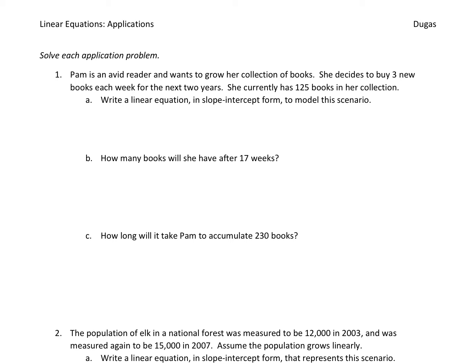So slope-intercept form, let's write down, we know that that is y equals mx plus b. That's slope-intercept form. The m is the slope, the b is the y-intercept. And of course it doesn't obviously tell us what that is, right? It doesn't say, hey, the slope is this. But it does give us some information. Let's look and see what it gives us. It gives us 3 new books each week, and it tells us she currently has 125 books.